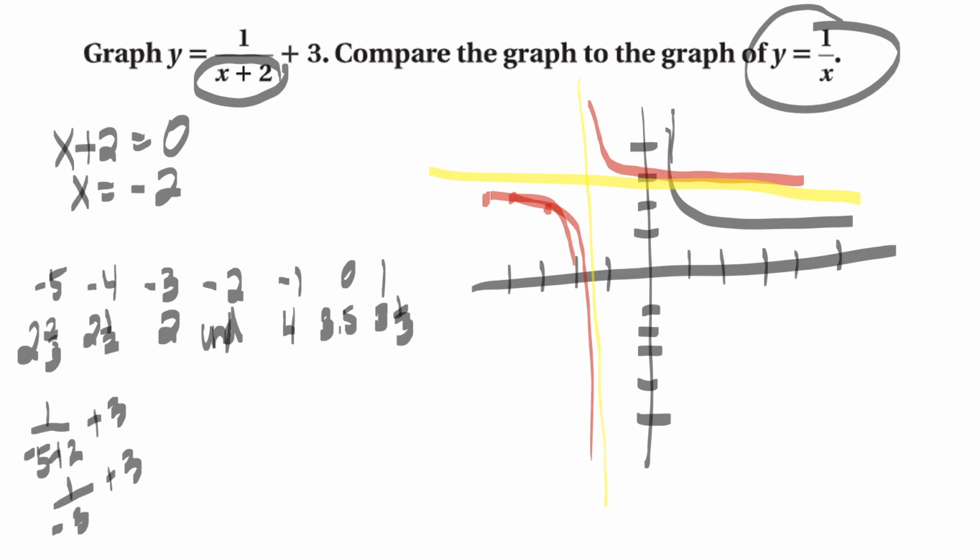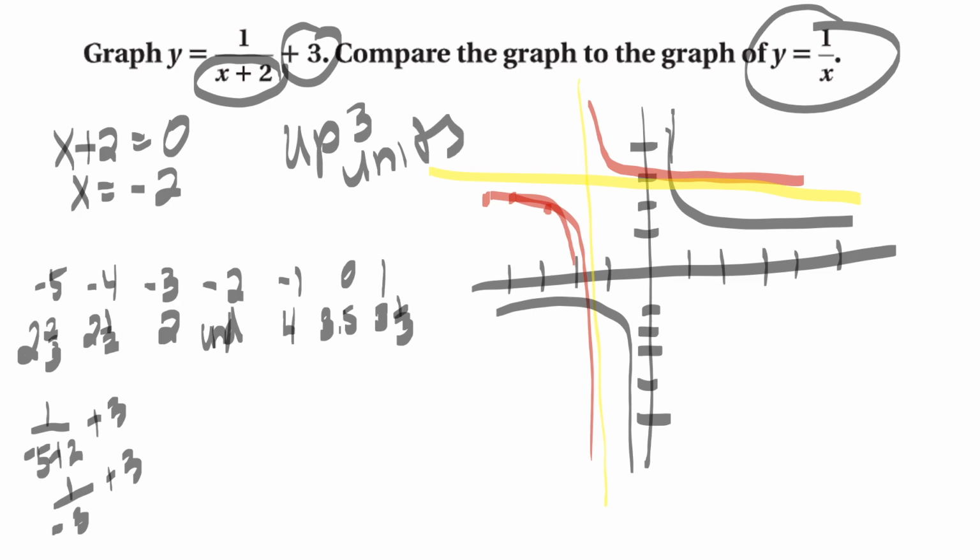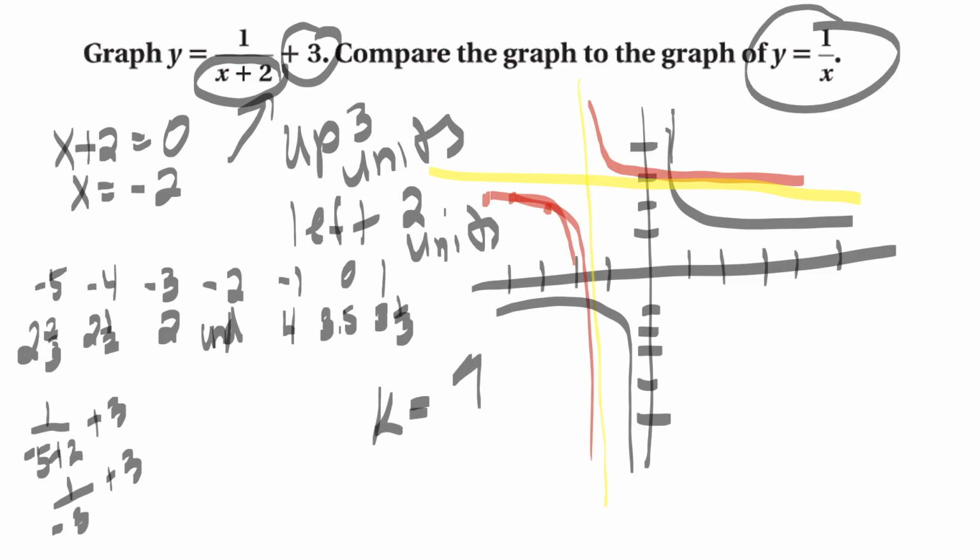Okay, so what we want to notice if we're comparing the two graphs, oops, I accidentally deleted this one, is that we've shifted up. And we can actually see that shift right here. So we're up 3 units. And we've also shifted our graph to the left. And so we can see that right here, left 2 units. So that K value tells us if we're moving up or down, and that H value tells us if it's a shift to the left or to the right.